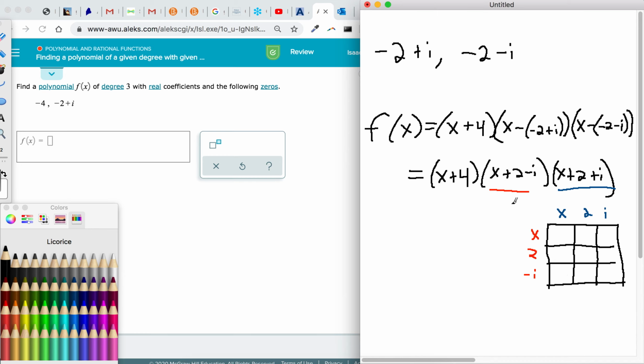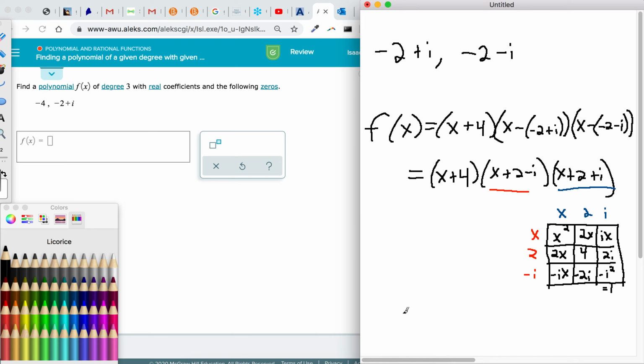Okay, so all you have to do once you've drawn this box is x times x makes x squared, and then 2 times x makes 2x, and then -i times x makes -ix, and then you get x times 2 makes 2x, 2 times 2 makes 4, 2 times -i makes -2i, x times i makes ix, 2 times i makes 2i, and then -i times i. Now be careful with this. That makes -i squared, which is equal to 1, because i squared is -1. That's a definition that we have of an imaginary number. i squared is -1, so -1 makes a +1.